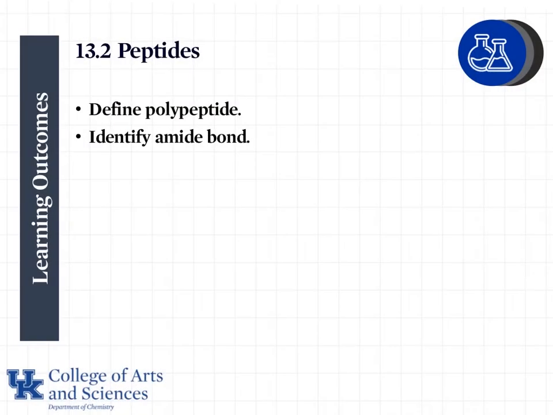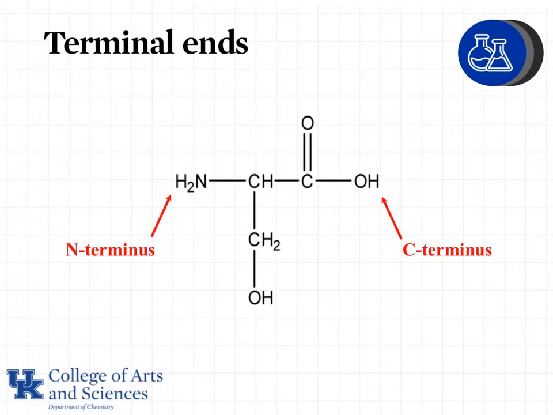We've talked about amino acids, and now we're going to talk about peptides. Specifically, we're going to define polypeptide and identify the amide bond. Peptides are what form when amino acids bond together.